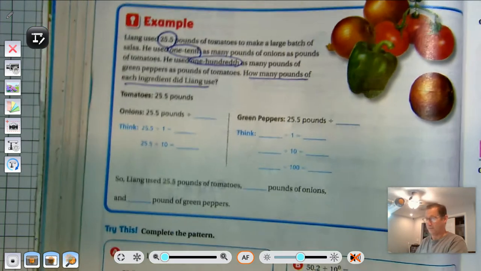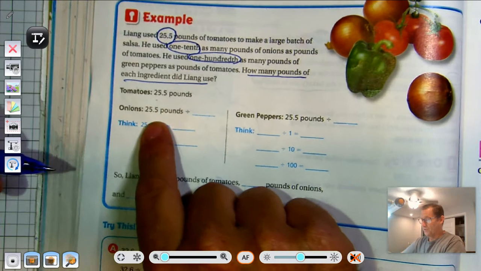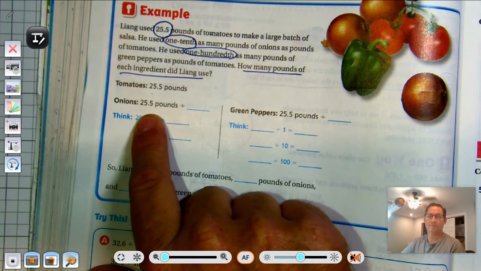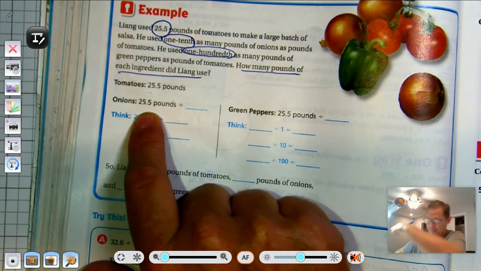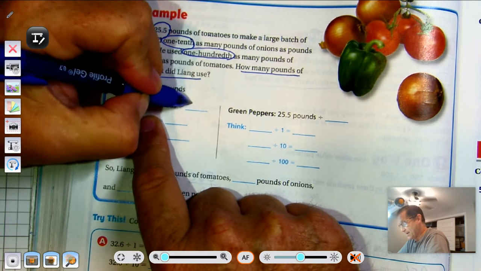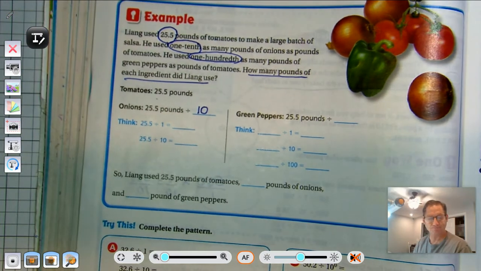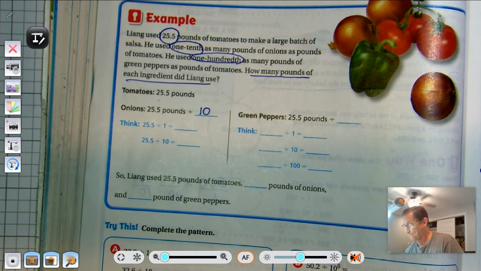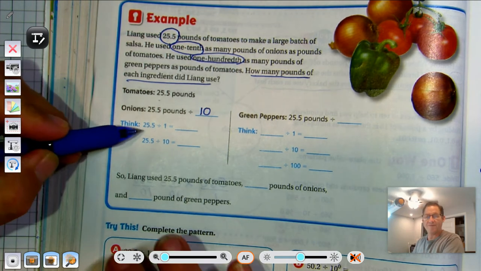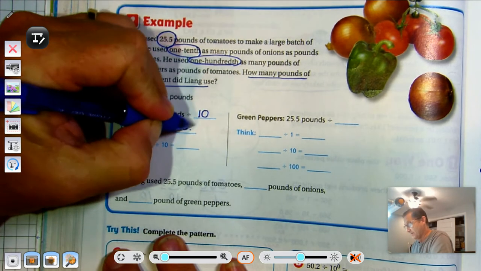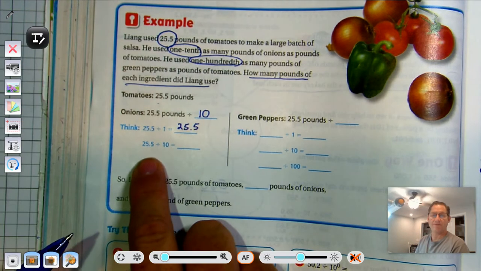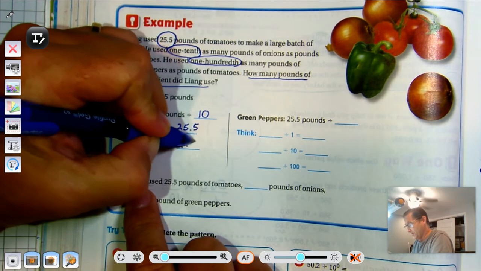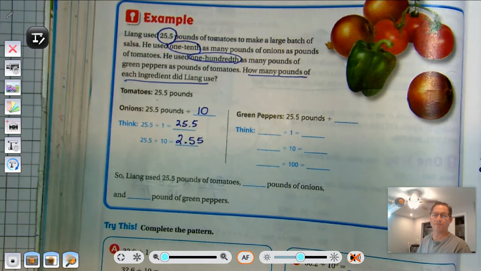All right, so what do we know? The only number we really know is the tomatoes. But we do know that the onions are 1/10. And 1/10 is the same as dividing that number by 10. So 25 and 5/10 divided by 1 would just be 25 and 5/10. If we divide 25 and 5/10 by 10, our decimal point would move 1 place to the left. So it would be 2 and 55 hundredths.